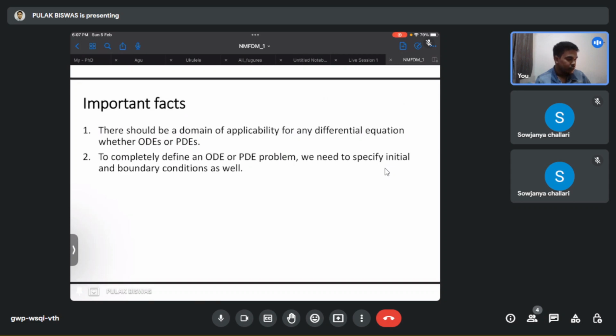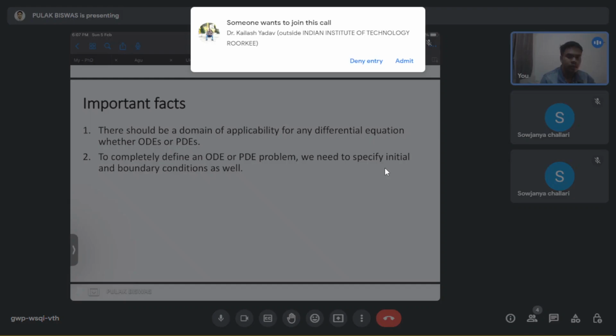So here are a few important facts. This course mostly focuses on ordinary differential equations and partial differential equations, and I guess you already know those things because there are some prerequisites for this course. So I would like to highlight.